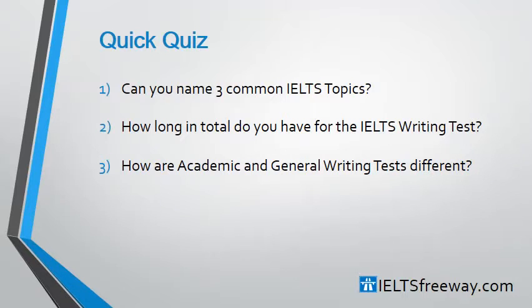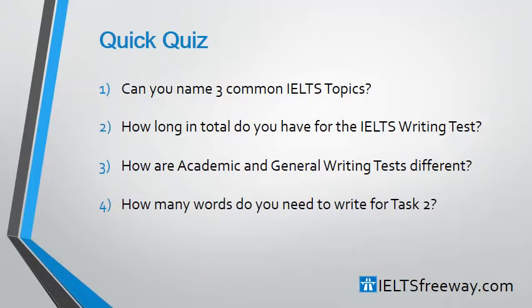Question 3. How are academic and general writing tests different? Well, pause the video and have a think. Hopefully, you came up with something like the general writing test, part 1 is a letter, but the academic test, part 1, is a summary describing pictures, diagrams, and charts. However, task 2 is identical.